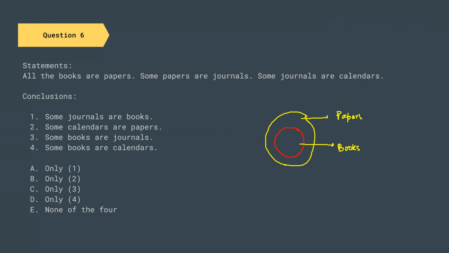Some papers are journals. So I'm going to just mark the portion that is told in the question. So some papers are journals. So this represents your journal. I'm not sure about this overlapping. Some journals are calendars. So some journals are calendars.